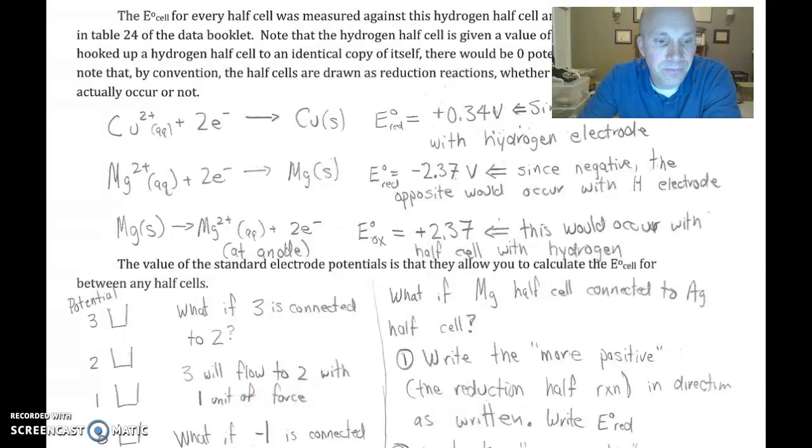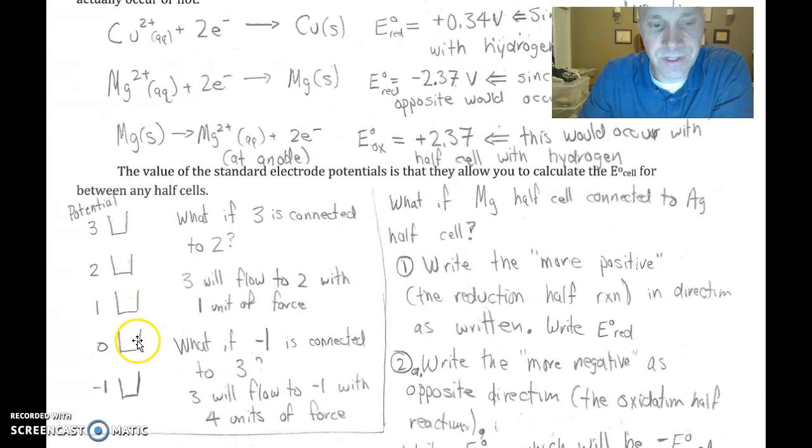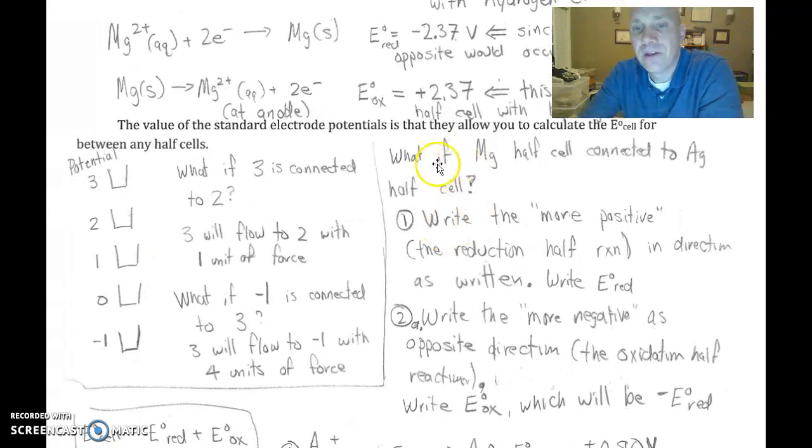So again, what we're going to be doing is similar to this analogy where we've measured everything relative to this particular bucket. And now we can predict what would happen between any of these buckets. So what are the steps for that? Let's say that we connected a magnesium half cell to a silver half cell. First of all, actually, I'm going to put this in the next video so that it's all in the same video.